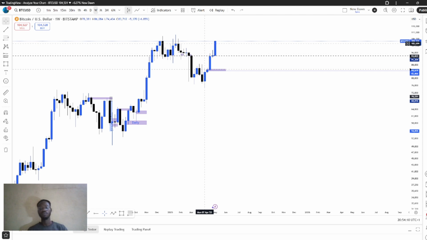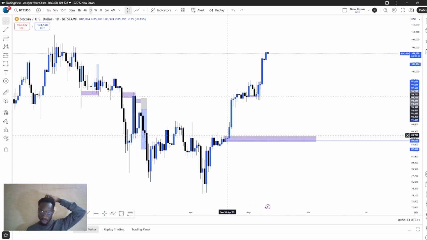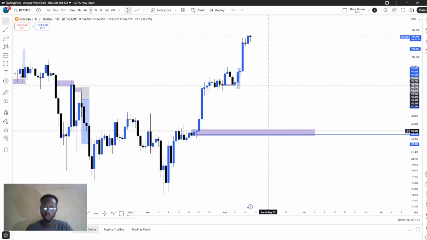So yeah, I decided that okay, I'm going to be buying BTC, going for the next opportunity to buy BTC. So I'm not looking for a retracement, I'm looking to follow the impulse, because I believe that price is going to be impulsive, right? So we are going to the daily time frame right now, and this is what we saw.